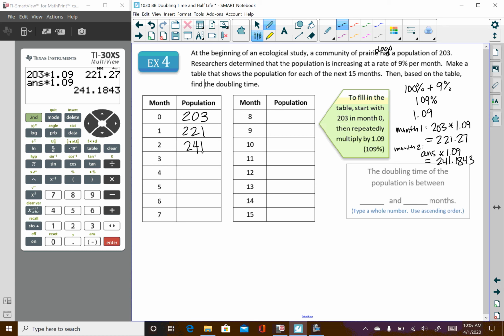And then if you have your calculator set up like this, it's pretty easy to get the next 13 months or so, because you don't have to type anything, you just hit enter, and it's just going to keep taking that prior answer and multiplying it. So on the 3rd month, it's going to be 263, and then hit enter again. So for the 4th month, 287. For the 5th month, 312, and then just keep on keeping on.